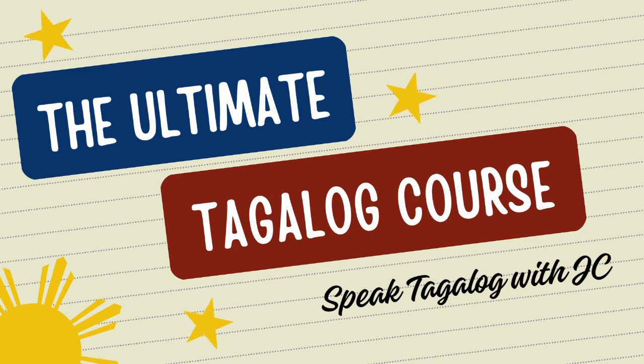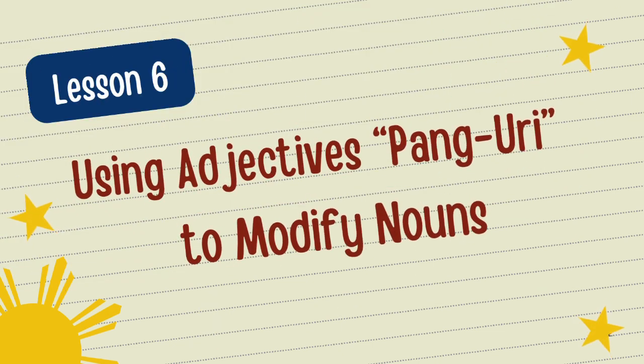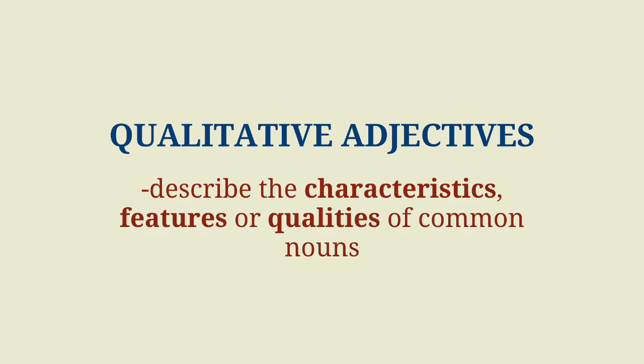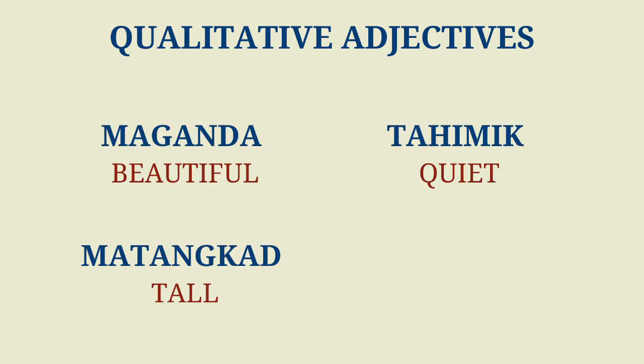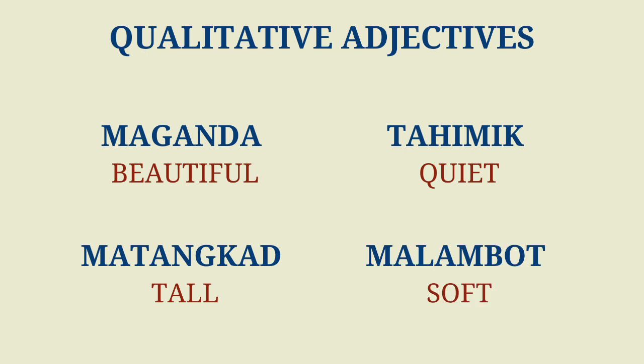In today's video, we will learn about adjectives or Pang-Uri and how to use them to modify nouns. We are mainly going to talk about qualitative and quantitative adjectives. Qualitative adjectives are those that describe the characteristics, features, or qualities of common nouns. Halimbawa, maganda, matangkad, tahimik, malambot.